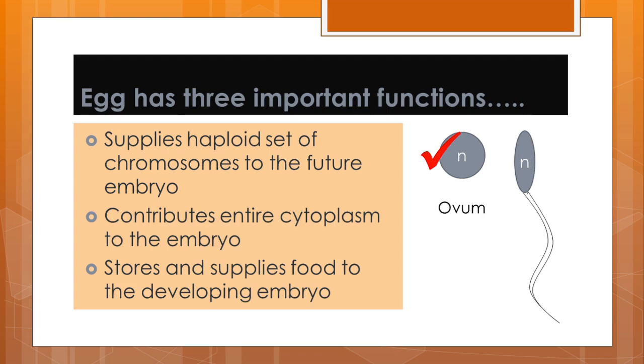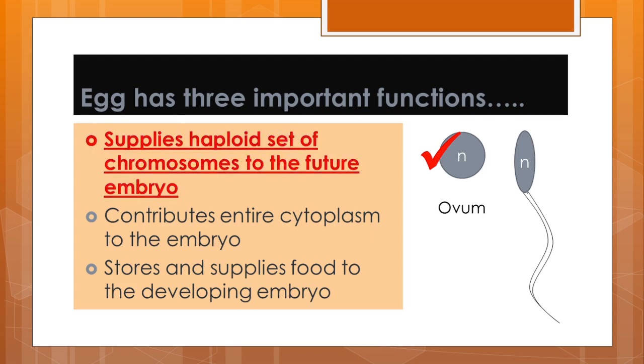The egg has three important functions. First, the egg supplies a haploid set of chromosomes to the future embryo. You know that the egg, or the female gamete, and the male gamete, sperm, will fuse together to form the zygote. The zygote is diploid and it has two haploid sets of chromosomes. Out of these two haploid sets of chromosomes, one haploid set is contributed by the egg. So that is the first function of the egg.